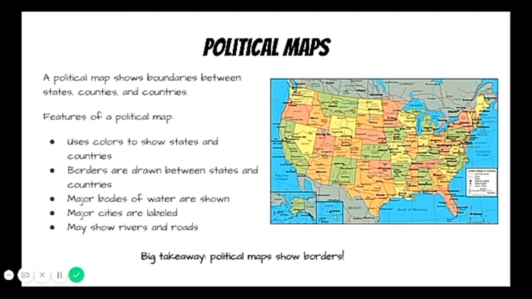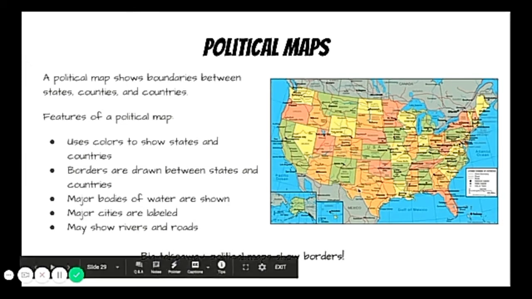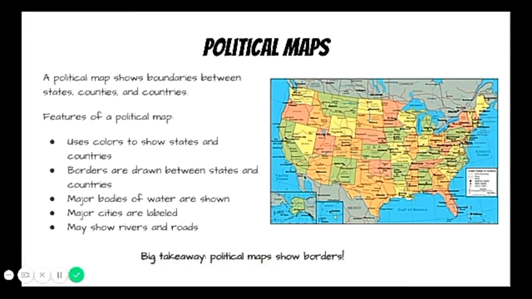Now let's look at the features of a political map. It uses colors to show states and countries. It also shows the borders drawn between states and countries. Then also major bodies of water are shown, and also major cities are labeled, and the last one here may show rivers and roads. So these are the features of a political map.